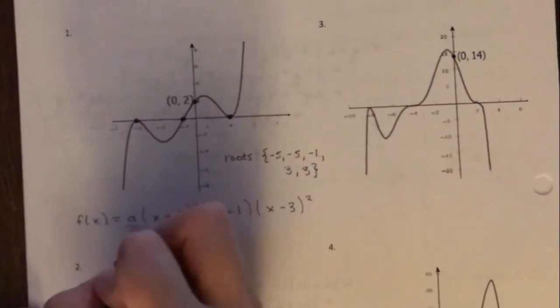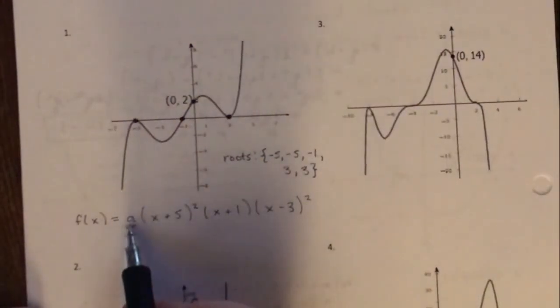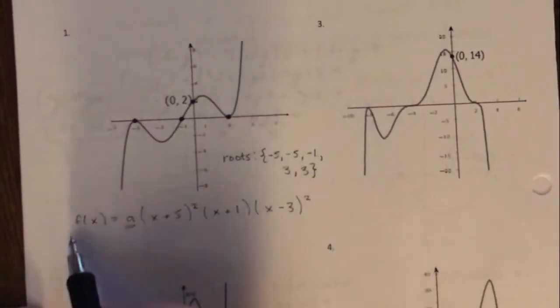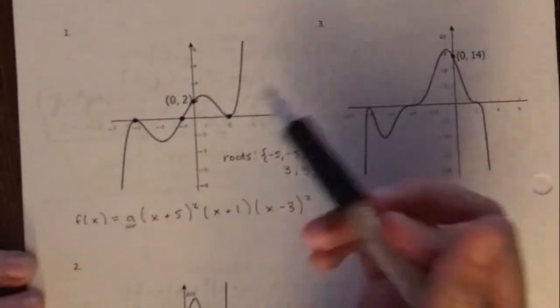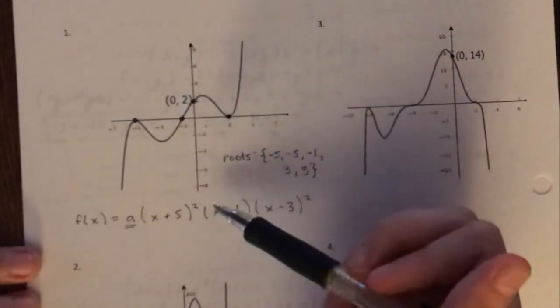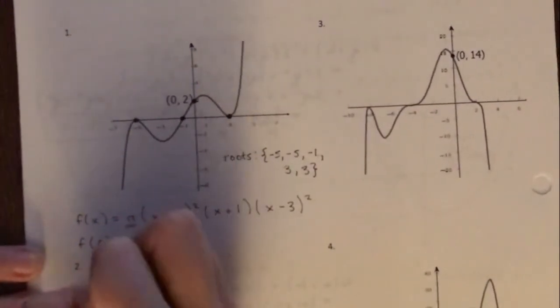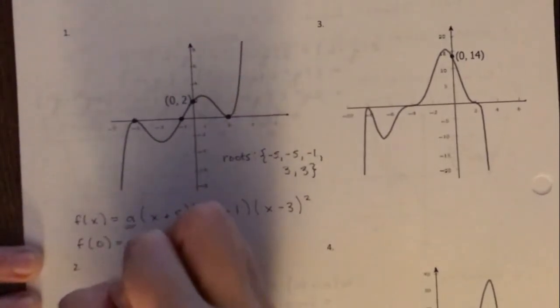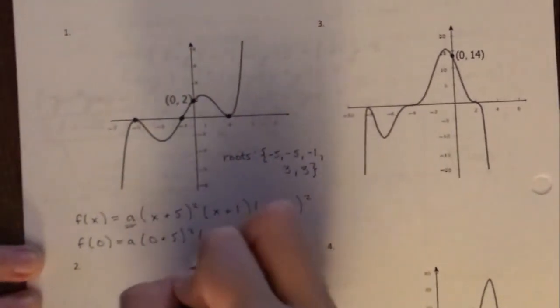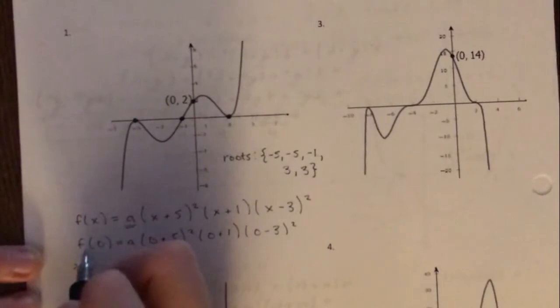Now, how are we going to find the leading coefficient? We've practiced this, right? We find it by plugging in something for all the other variables. So we plug in something for x and then something for f of x. What do we have here that we haven't used yet? We have this extra point, 0, 2, right? So let's plug in 0 for x and see what happens. So f of 0 is a times 0 plus 5 squared times 0 plus 1 times 0 minus 3 squared. F of 0 we said was 2.